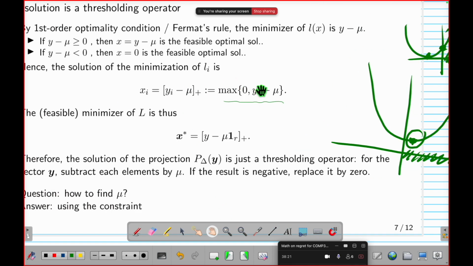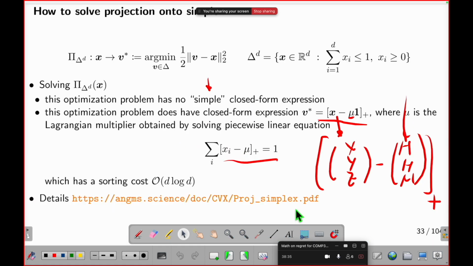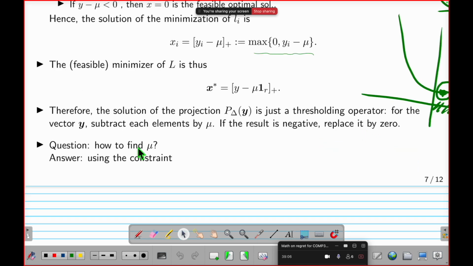So that's why you have this. And therefore, each of them is this. The whole vector is just y minus mu 1. This is exactly why if I project a vector, I have a vector minus a constant vector 1 times mu, and then truncate everything negative to 0. This is the projection onto the simplex. Then now the question is, what the heck is this mu? So we need to find mu.